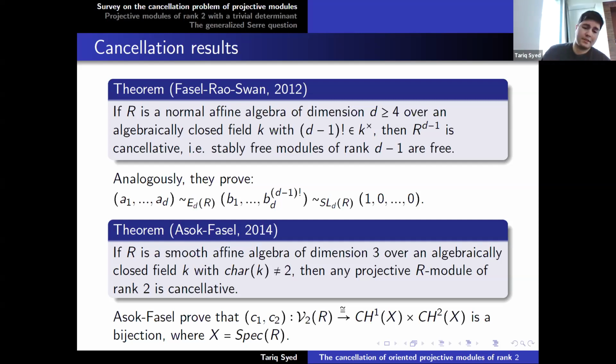And this was implied by a complete classification of rank 2 bundles, of projective modules of rank 2. So Ashok Fazel proved that the Chern class map, assigning to each projective module its first and second Chern class, is a bijection. And hence, if modules of rank 2 are stably isomorphic, they have the same Chern classes, and hence they already have to be isomorphic. So this easily implies cancellation in this case.